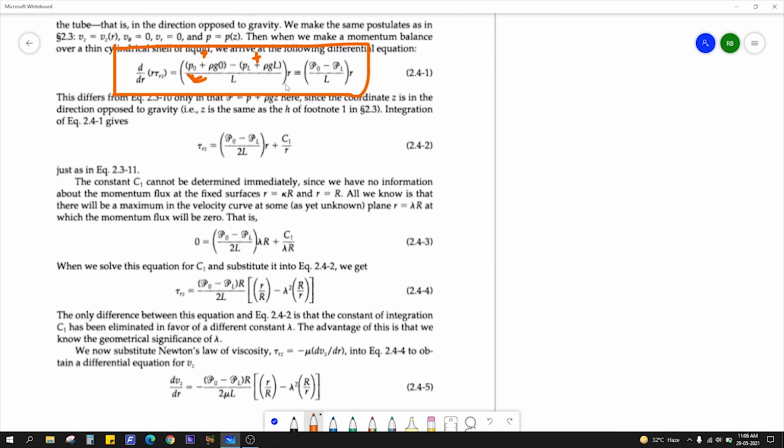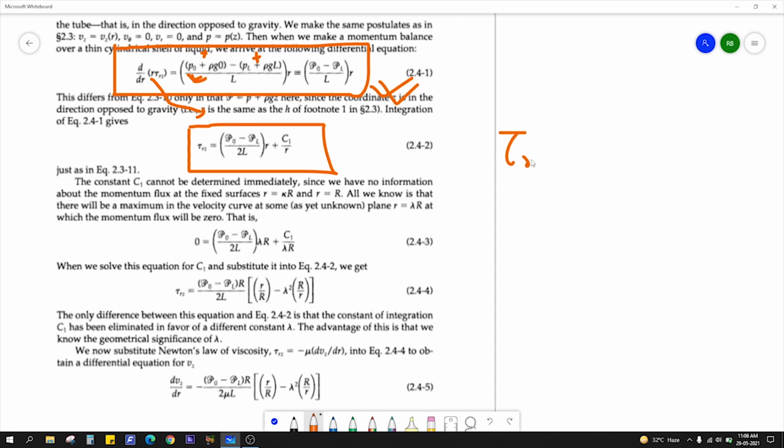Now you have got this formula. Now just simply integrate. If you integrate, you will get tau rz equal to capital P naught minus capital P L divided by L, into R square by 2. Then R comes from this, R will come down and cancel out, so you'll get this. Now use the boundary condition.